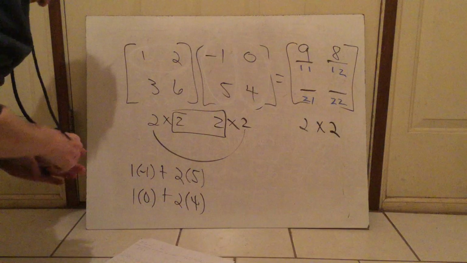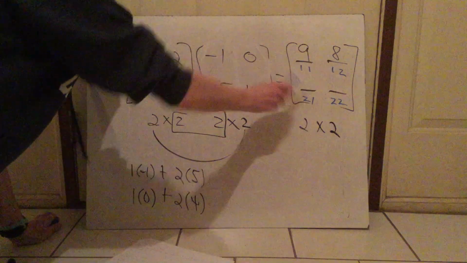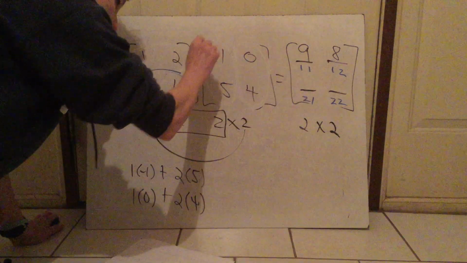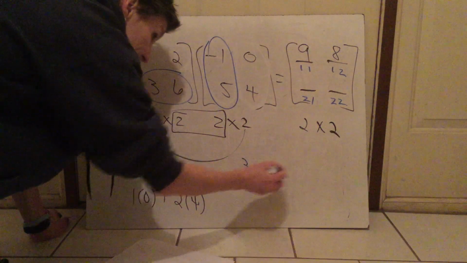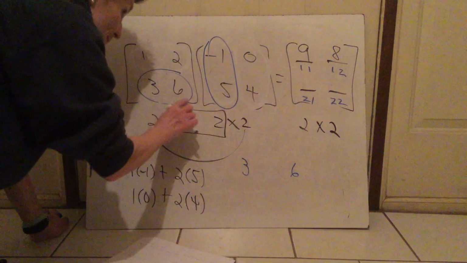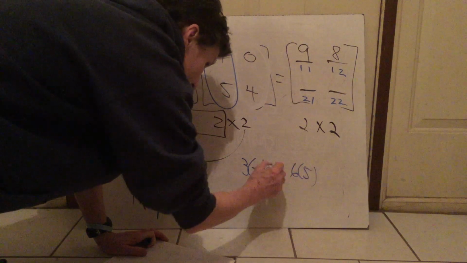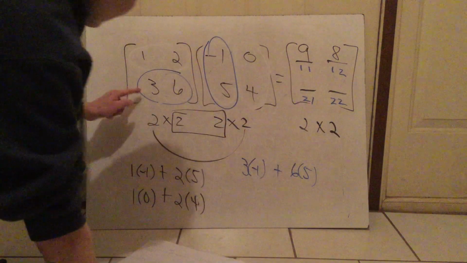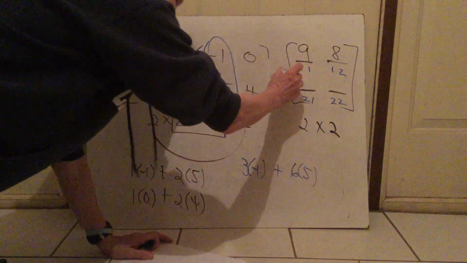Now I'm ready to move down to the second row. So I'm going to use my second row. And to find this one, I'm going to use the first column. So I've got my 3 and my 6, second row, and then my negative 1 and 5. That's my first column. So second row, first column. And so negative 3 and 30, 27.